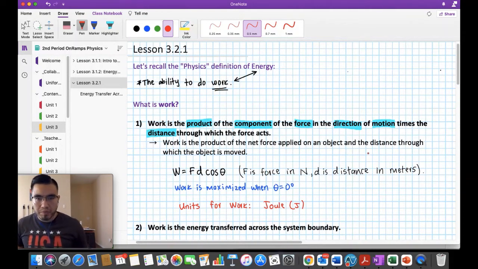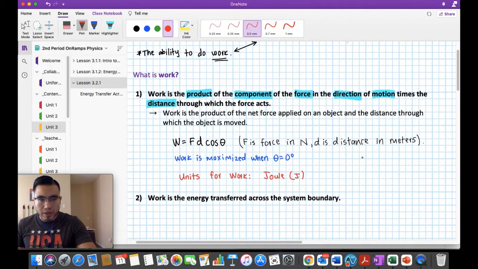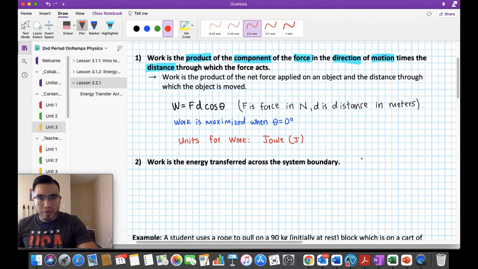Okay, so that is one definition for work. You're going to use it in your homework and I think for the exam. And you could use it even for the lab, which we're going to do next week. Now, for now, however, I want to define work in a different way. This is the second definition. It says, work is the energy transferred across the system boundary.